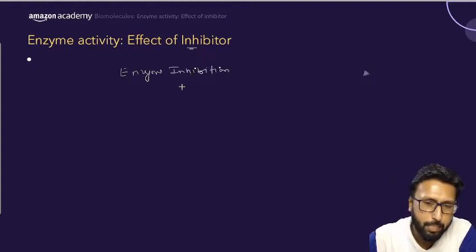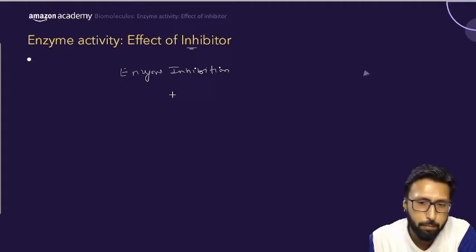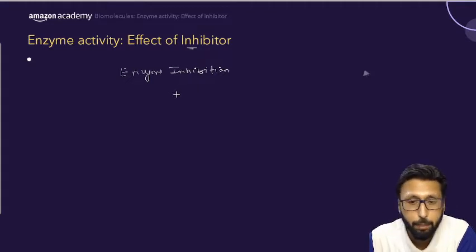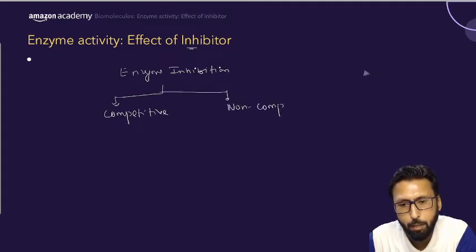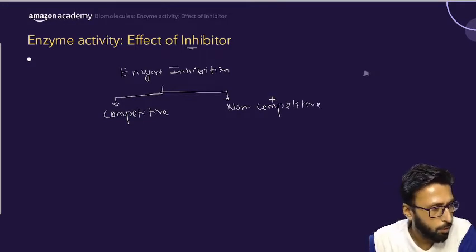Enzyme inhibition can be of various types. It can be reversible or irreversible, or it can be competitive or non-competitive. We are mainly focusing on competitive and non-competitive inhibition. So let's start with the discussion about competitive inhibition.